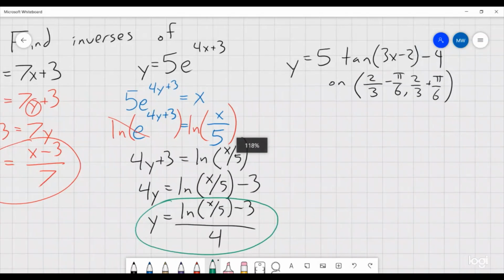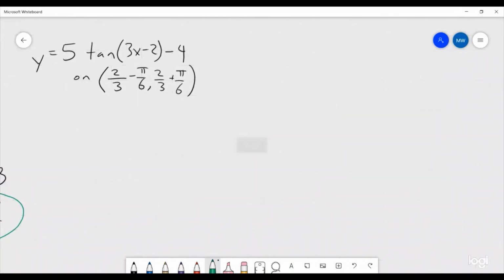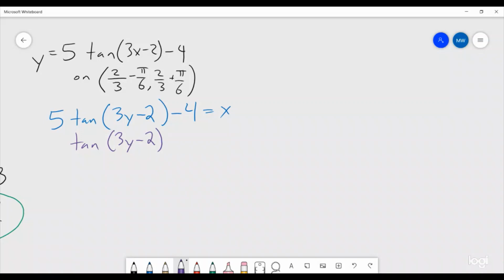Now, this last one is probably the most tricky to figure out. So let's start by switching our variables. So 5 tangent of 3y minus 2 minus 4 is equal to x. Well, let's start by adding 4 to both sides and then dividing by 5. So we'd get tangent of 3y minus 2 is equal to x plus 4 divided by 5. So I did two steps together. First added 4, then divided by 5.